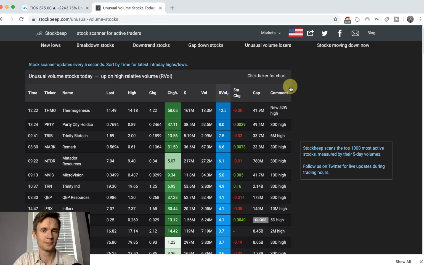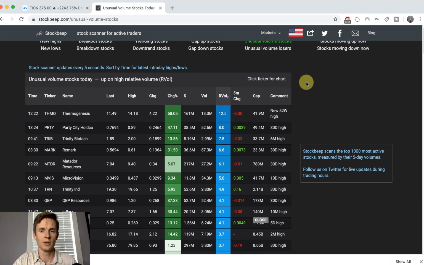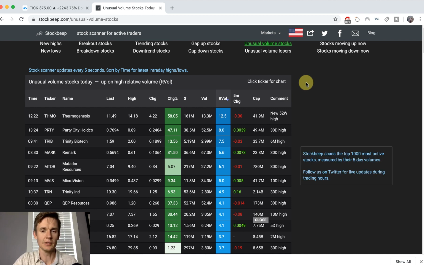Stockbeep.com. It is free. It's just for the day, but it'll show you market movers, gaps up, gaps down, and I'm looking at unusual volume. Now right here, RVol, this is relative volume. So this is showing you the stocks that are trading at a much higher volume than they normally would. So in this scenario, Thermogenesis, THMO, is trading at 12.5 times its normal volume. Something's going on in that stock. News, whatever it is, traders have taken a much bigger interest in that stock than they normally do.